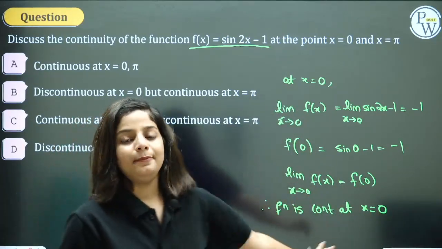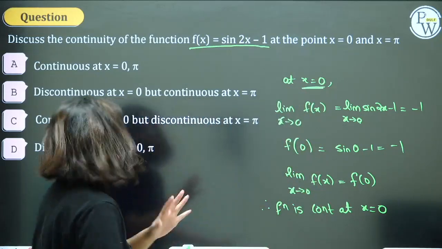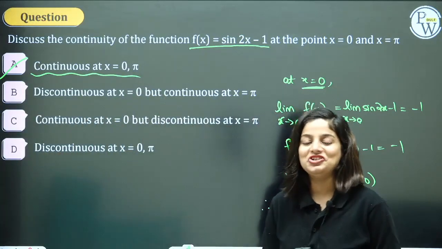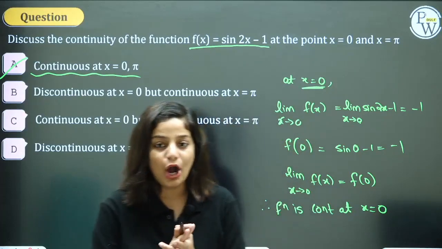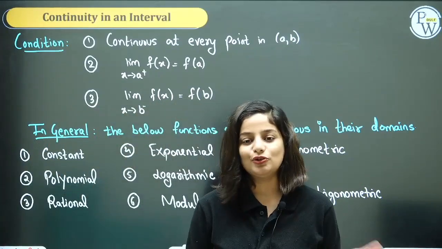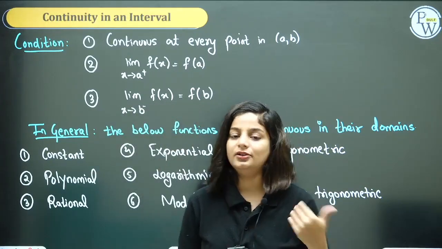And with the same logic, you will check for x is equal to pi. And the answer that you should get is the given function is continuous at both 0 as well as pi. Got it? Perfect. See, the basics of continuity is you should know limits. Class 11th limits, know it thoroughly, then you can do continuity.